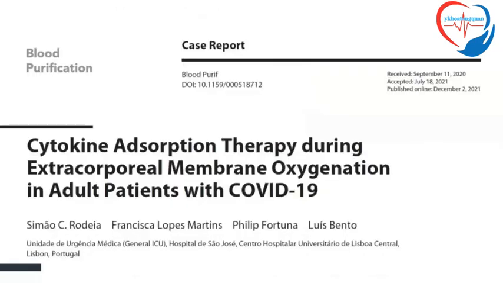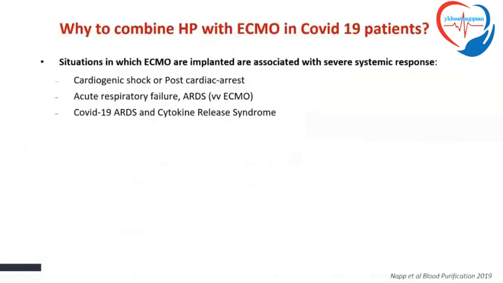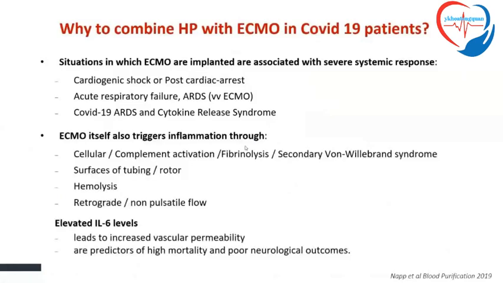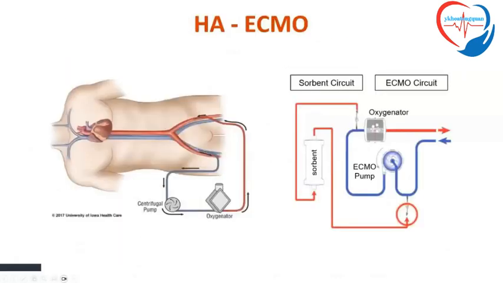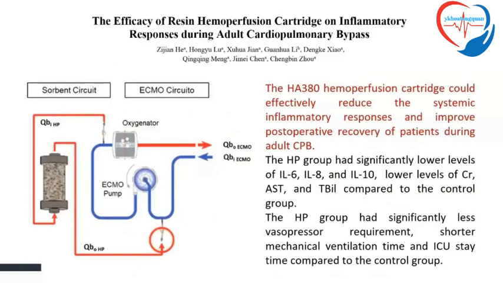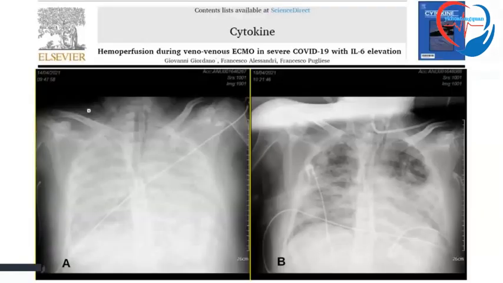Cytokine adsorption has also been suggested in combination with extracorporeal membrane oxygenation, because there are several situations in which ECMO patients are associated with severe systemic inflammation and response. ECMO itself triggers inflammation, and there are always elevated IL-6 levels. So combining hemoadsorption with ECMO seems to be a very good option, and it has been shown to reduce systemic inflammation, systemic concentration of interleukins, and give better vasopressor control in these patients.